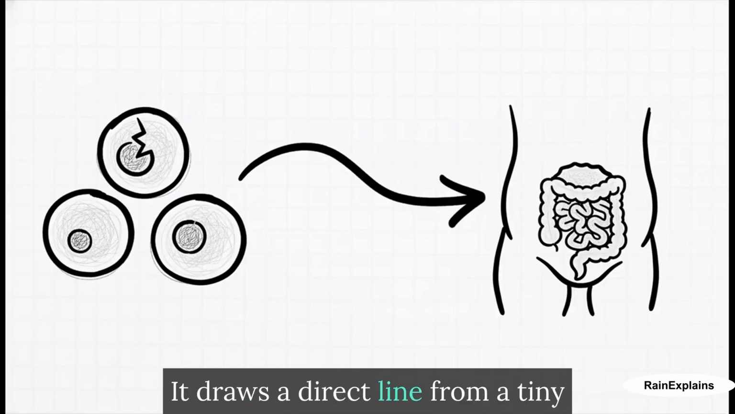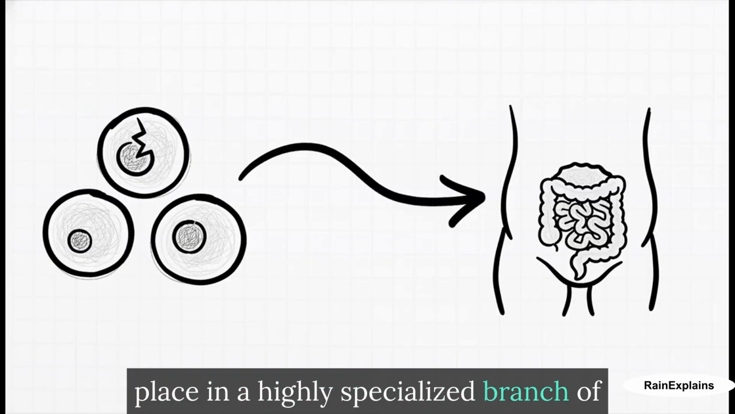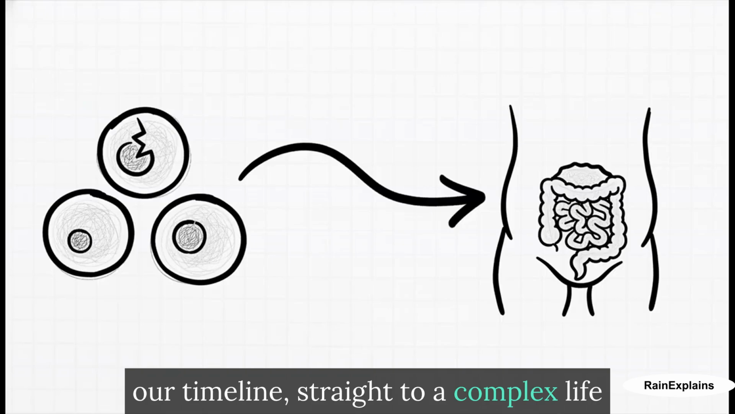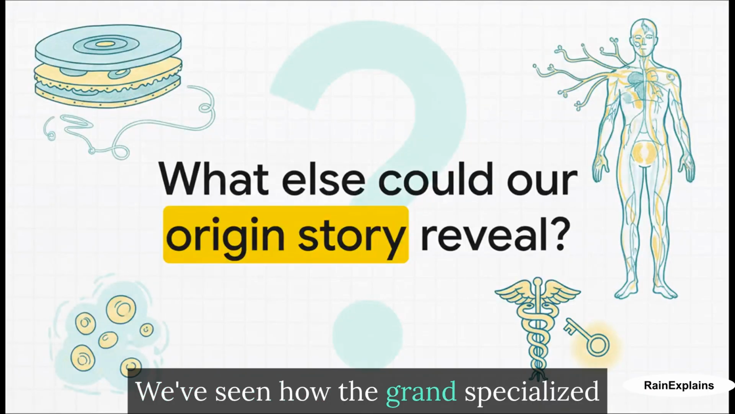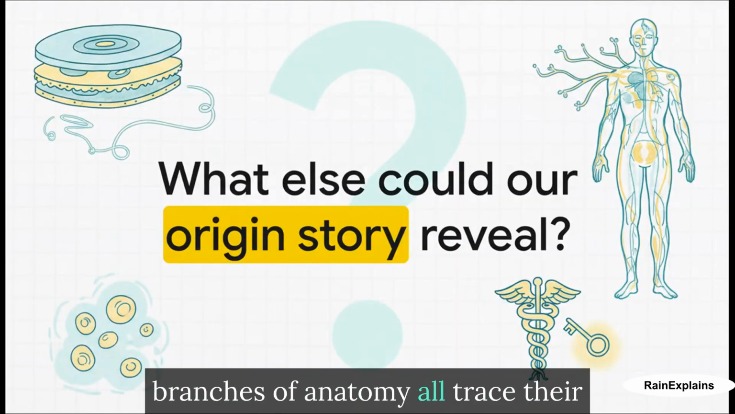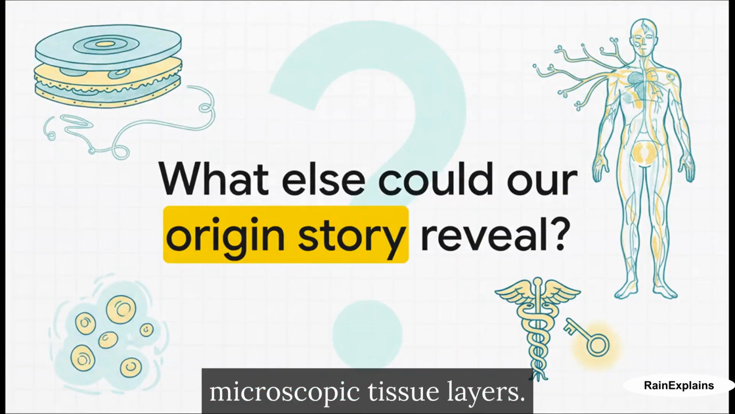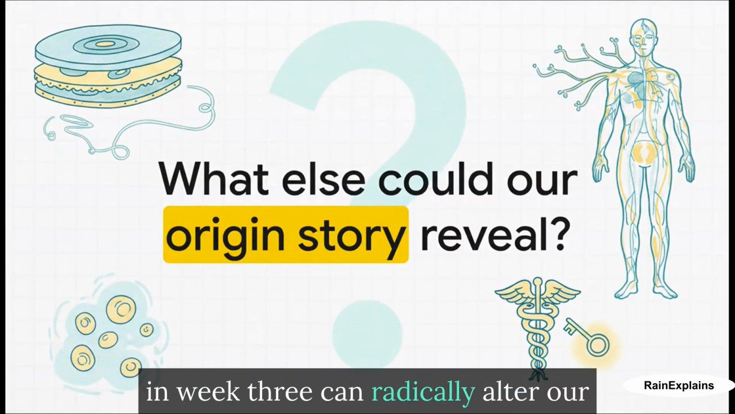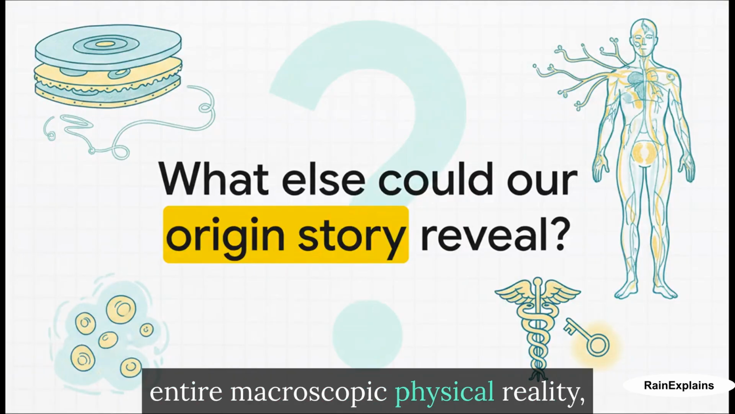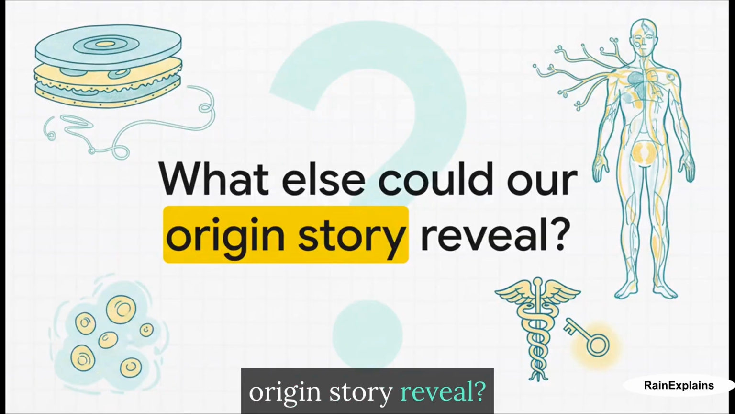It draws a direct line from a tiny microscopic cellular misstep taking place in a highly specialized branch of our timeline, straight to a complex, life-altering surgical reality in the delivery room. We've seen how the grand, specialized branches of anatomy all trace their roots back to the precise folding of microscopic tissue layers. So, if a single embryological misstep in week 3 can radically alter our entire macroscopic physical reality, what else might our microscopic origin story reveal?